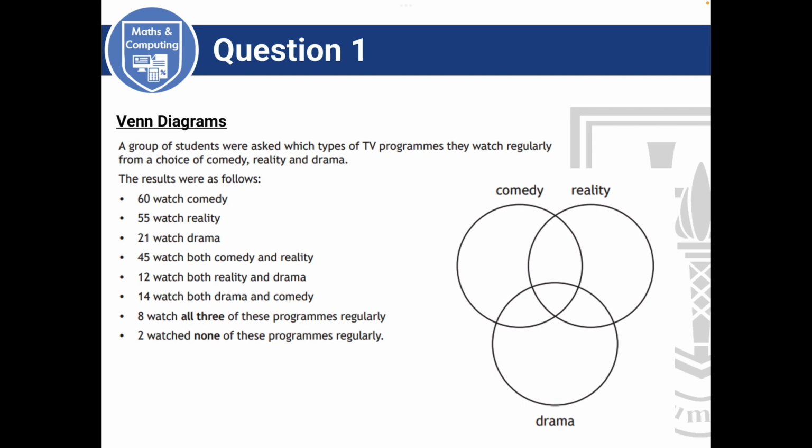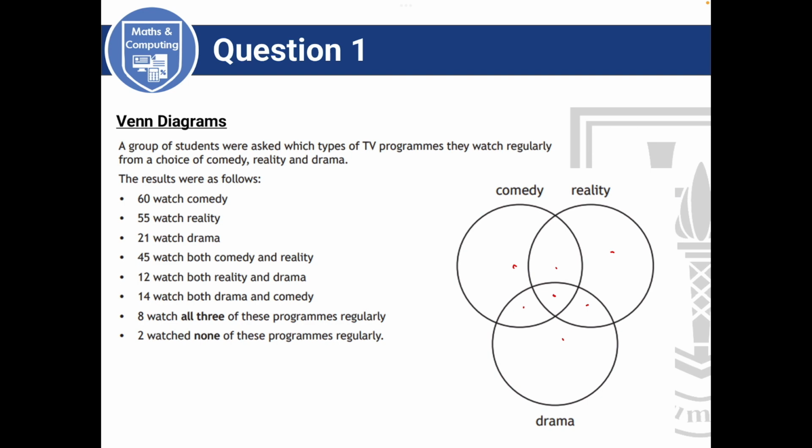So we can see here we've got a group of students who are asked what types of TV programs they watch out of a choice of comedy, reality and drama, and then we get given all of our information. Now we need to be really careful with a Venn diagram question. We want to basically start from the center of the diagram, and work our way out into all of the other sections. Okay, so that's where we want to go.